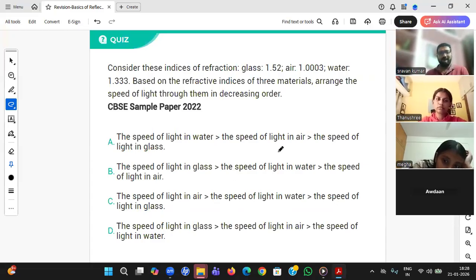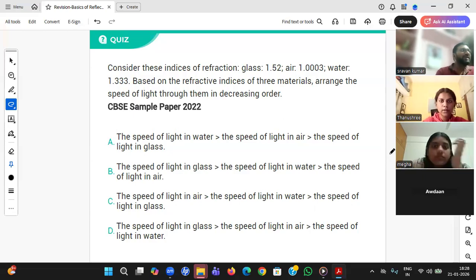Yes, students. Consider these indices of refraction. Glass is given, air is given, water is given. Based on the refractive index of three materials, arrange the speed in decreasing order. Please remember it's a decreasing order. Basically, it's a mathematical question. The decreasing order is what you need to check.